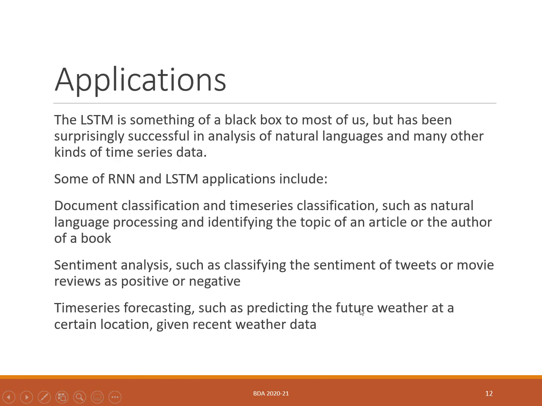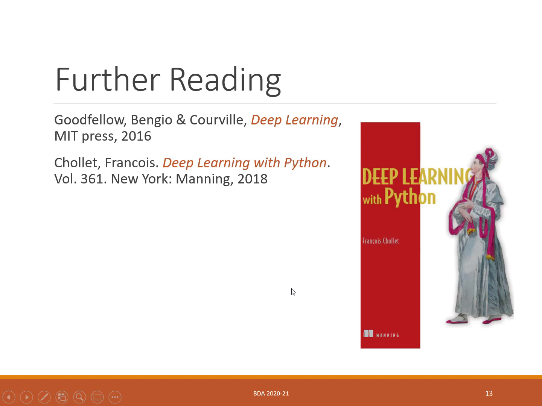RNNs have shown successful results in natural language analysis and data series processing. For instance, we can take advantage of this network to identify the topic of articles or to do the sentiment analysis of tweets or movie reviews. In the lab, we will practically build and train LSTM networks using the Keras API. Chapter 6 in the book Deep Learning with Python covers working with recurrent neural networks for sequence processing.